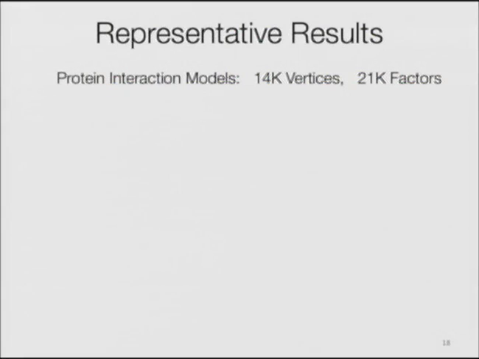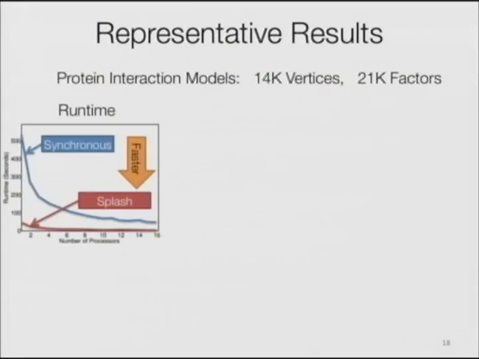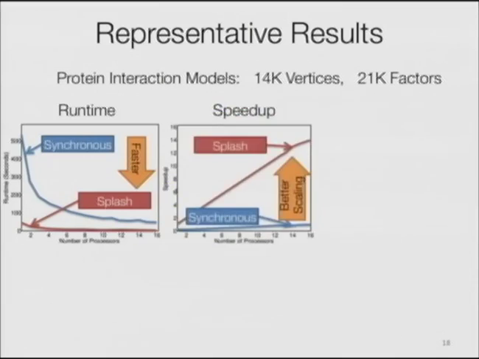We can apply this to real-world problems, so protein interaction models. If we look at just a multi-core system as a function of number of processors, the embarrassingly parallel bulk synchronous model, the blue line, and the red line, the splash primitive, even at one processor, the splash algorithm is faster than the bulk synchronous system. And we can also look at the speed up.